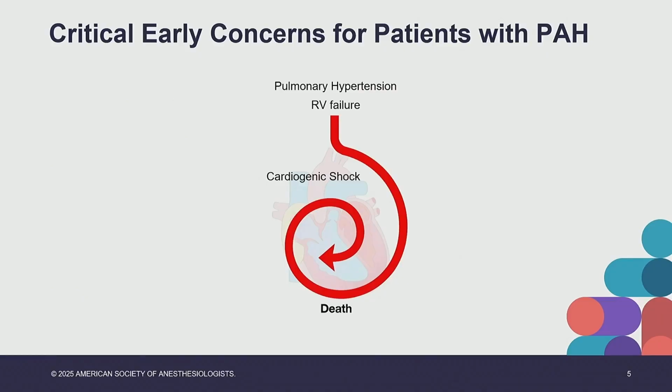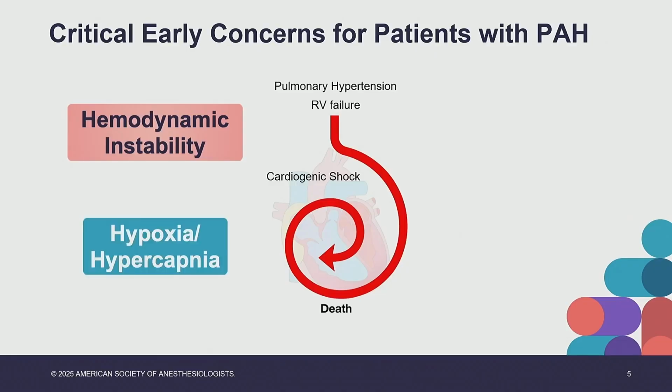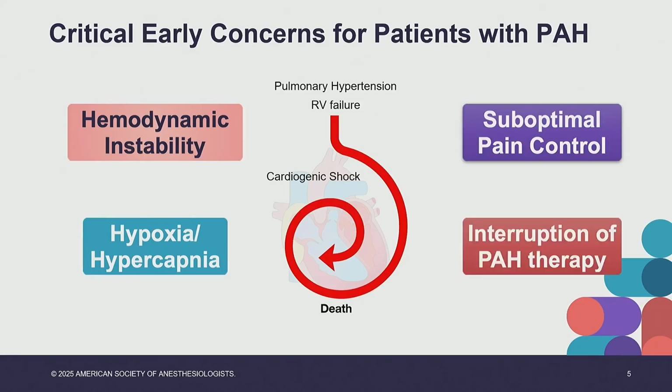So the common pitfalls in the first few hours are pretty predictable. They include hemodynamic instability, hypoxia or hypercapnia, inadequate pain control, and interruptions in their home PAH therapy. Each of those will raise your pulmonary vascular resistance, and once that happens, your right ventricular output will drop, and then you will have lower left-sided filling pressures, and then you're on the path toward cardiogenic shock. So the best way to treat it is never to let it happen.